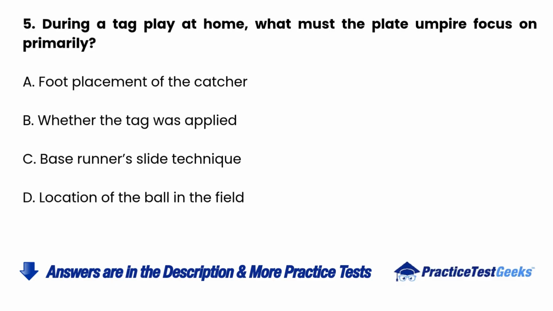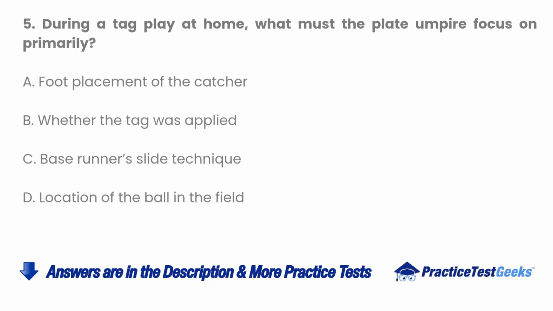5. During a tag play at home, what must the plate umpire focus on primarily? A. Foot placement of the catcher. B. Whether the tag was applied. C. Base runner slide technique. D. Location of the ball in the field.